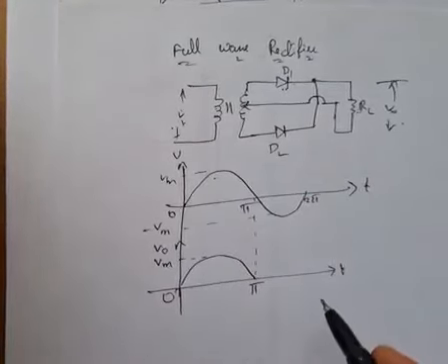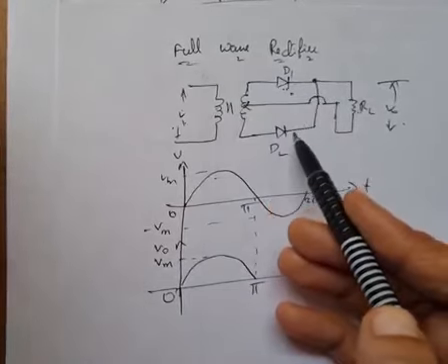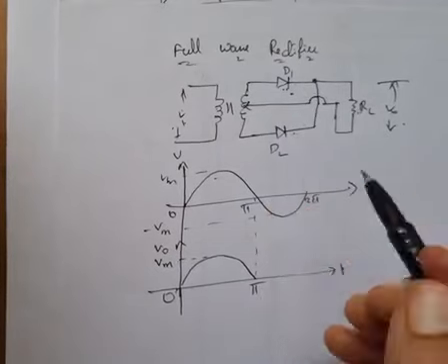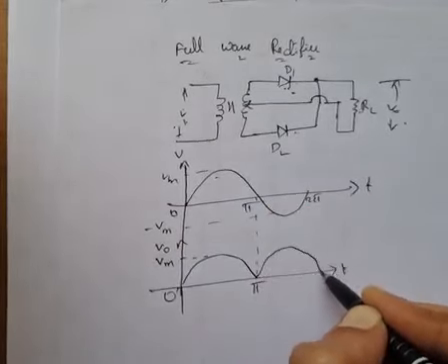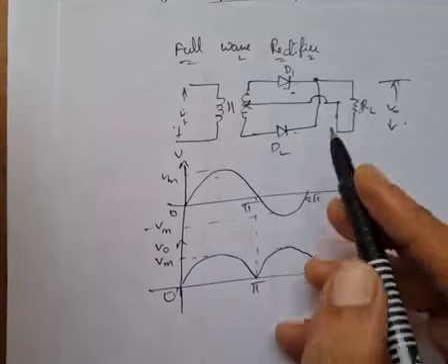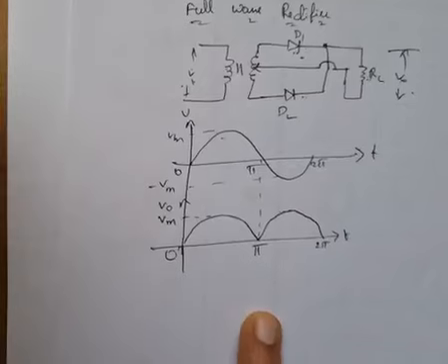In a negative half cycle, the anode of D1 becomes negative and D2 conducts. In the same way, the voltage will appear, but it will appear on the upside at 2 pi. This is the full wave rectifier.